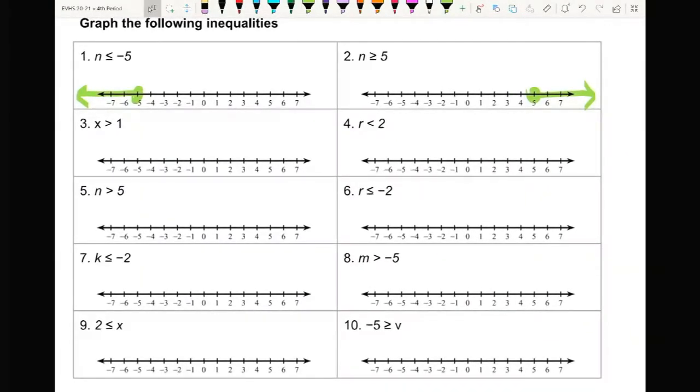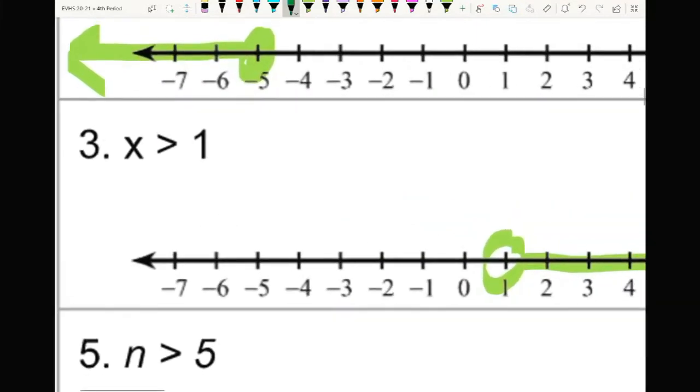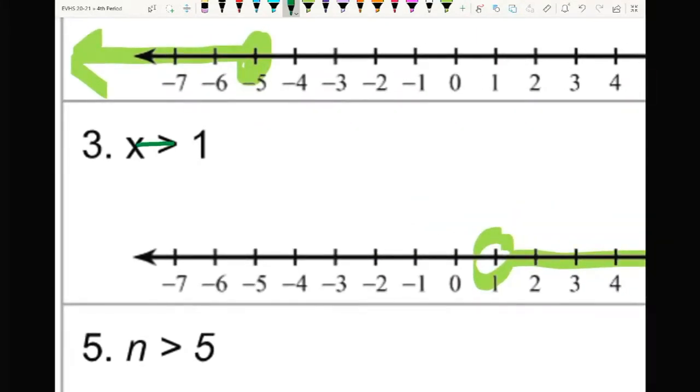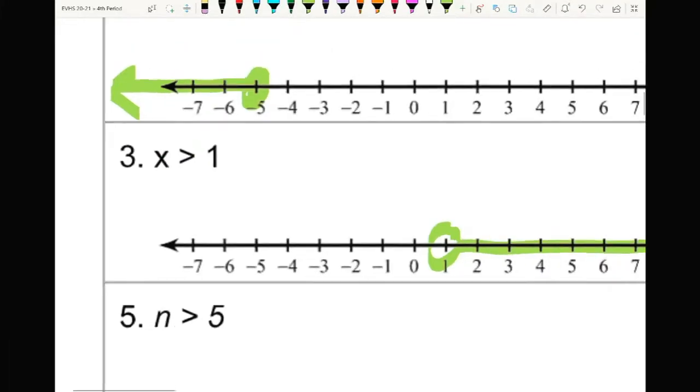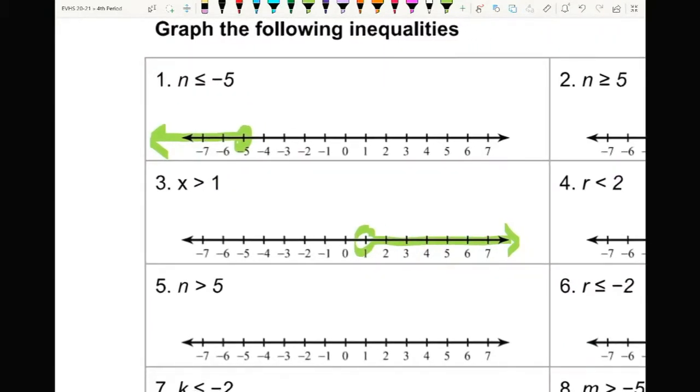Okay, x is greater than 1. Ask yourself, open or closed dot? Open dot. So we put an open dot around 1, and then greater than goes right. By the way, one of the ways you can look at that, if I was to draw a line in there, the arrow is actually pointing right. Whoa, that's amazing. On this one, if I draw an arrow in there, the arrow is actually pointing left.